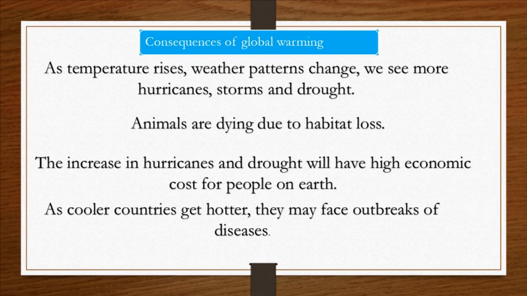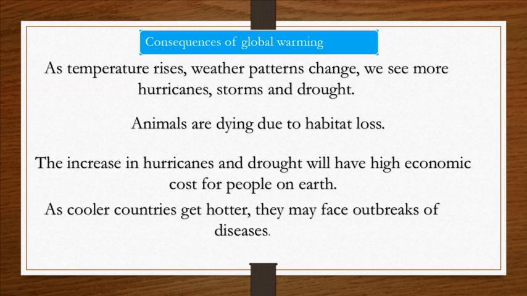We have to see the consequences of global warming. What are the impacts of global warming? As temperature rises, weather patterns change. We see more hurricanes, storms, and droughts. So we can see how many problems our activities can lead to. Once you have global warming, it is believed the hurricanes, storms, and droughts will increase.